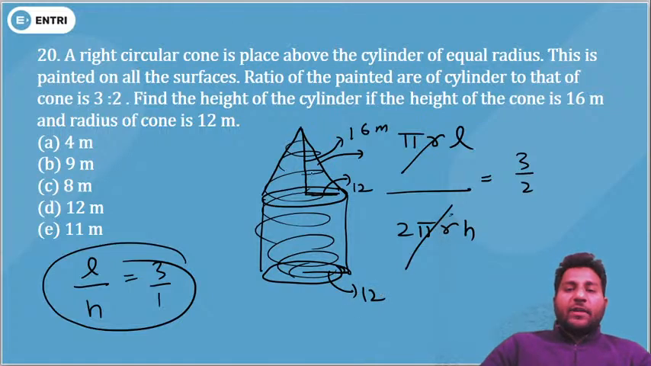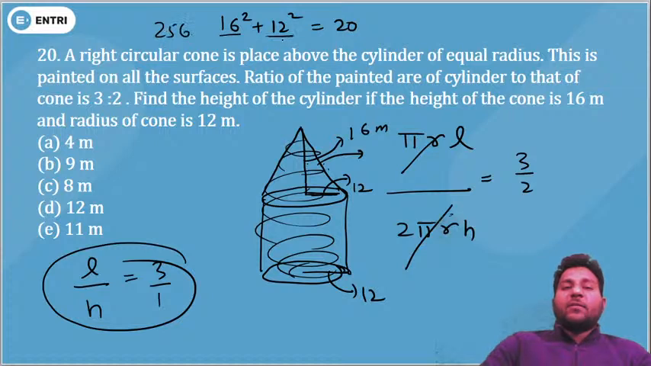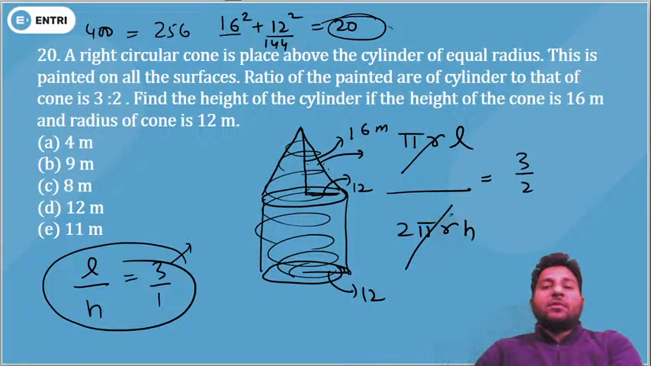So it is 12, it is 16, which means its slant height will be what? Use the Pythagoras, 16 square plus 12 square. Clearly 20, because it will be 256 and it will be 144. So let's add these two values and the whole sum will become 400. And we know the hypotenuse, the slant height, will become 20. Now the slant height is of 3 ratio. So they are asking to find the height of the cylinder.